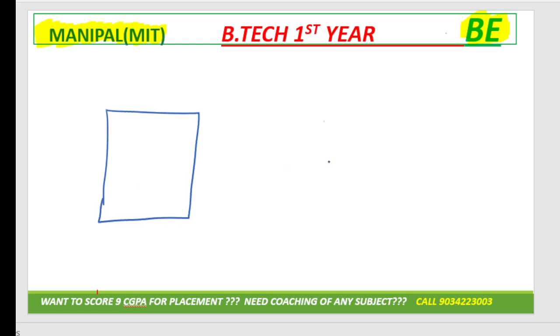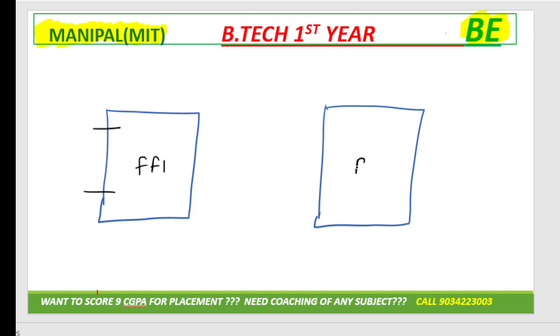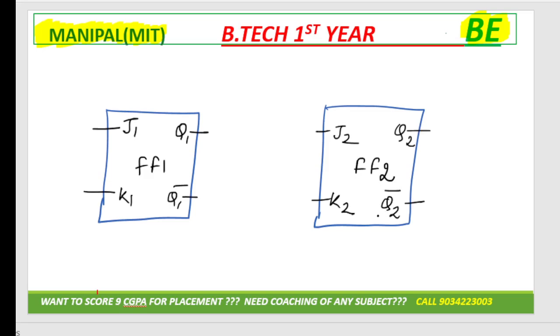So I'm drawing two flip-flops over here and both are JK flip-flops. Suppose this is flip-flop 1 and this is flip-flop 2. This is J1, K1. This is J2 and K2. This would be the output Q1 and Q1 bar. This would be the output Q2 and Q2 bar, right? This is the diagram of the flip-flops.